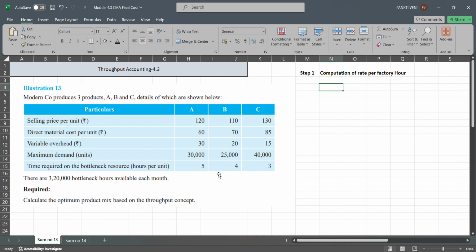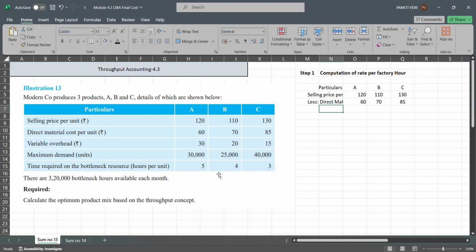What I'll do here is I'll prepare my columns, particulars A, B and C. Then I have selling price per unit, I'll take from the question. Then I have less direct material. So direct material is 60, 70 and 85.